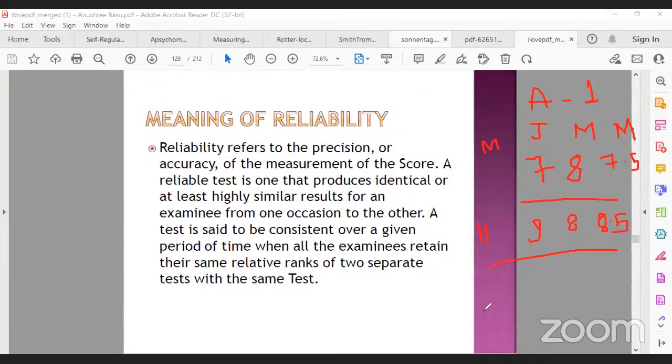Now the third test, say English, if a person gets a 7, then 5, then 0. Which one do you think has stronger reliability?